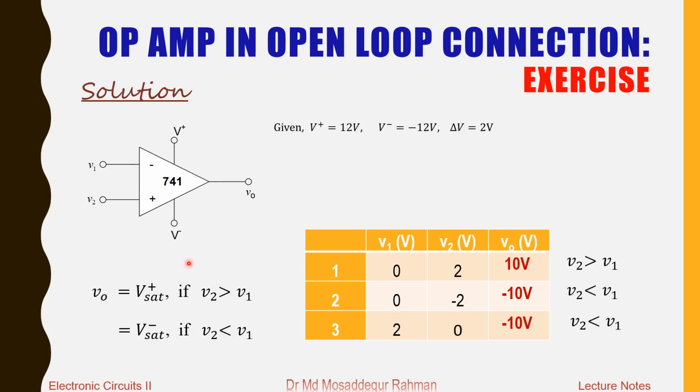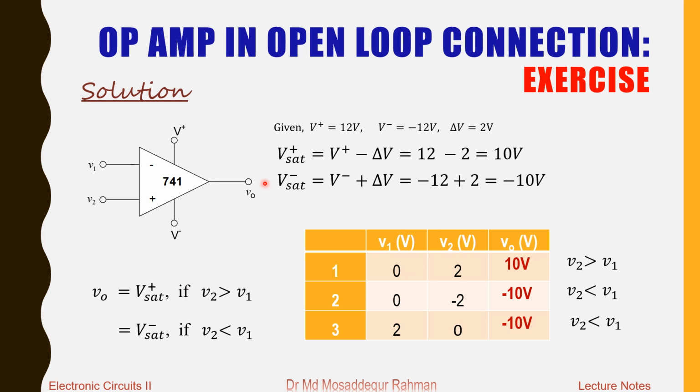For the saturation voltages, we have been given the magnitude of the supply voltages and the internal voltage drop. V sat plus is the supply voltage minus del V, that is 12 minus 2, we get 10. The negative saturation is V minus plus del V, so V minus is minus 12, plus 2, we get minus 10. So this is how we determine the saturation voltages, plus 10 and minus 10. Now you can easily fill up the table.